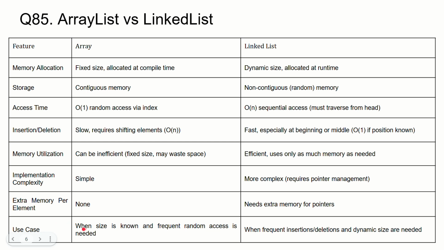Use case. When the size is known and frequent random access is needed, then we can go with array. And when frequent insertion, deletion and dynamic sizes are needed, then we can go with the linked list.